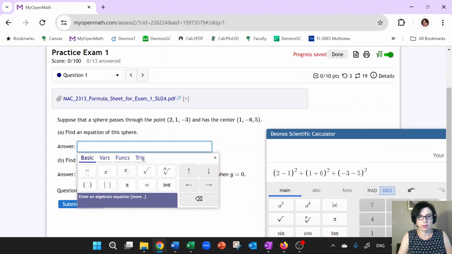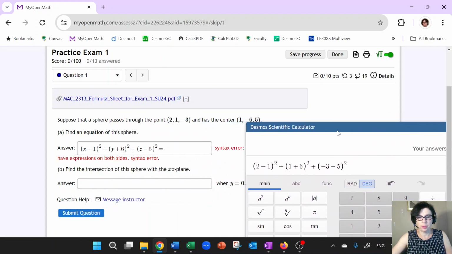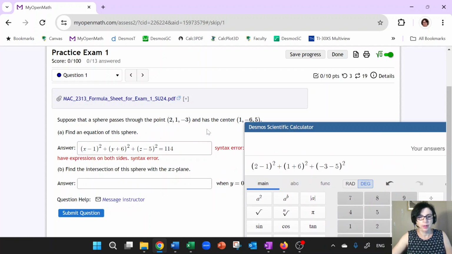So the final answer would look like (x - 1)² + (y + 6)² + (z - 5)². Be careful: you want to put the center here, not the other point. And then that should equal whatever we got over here, which is 114.